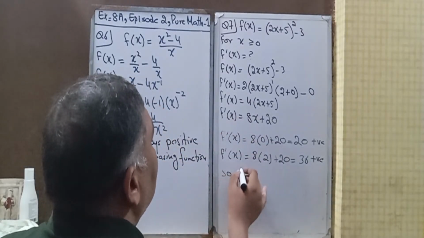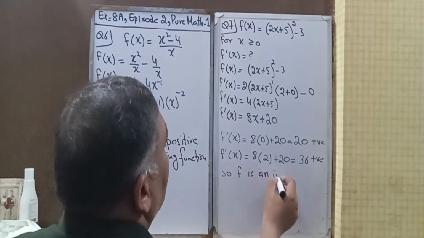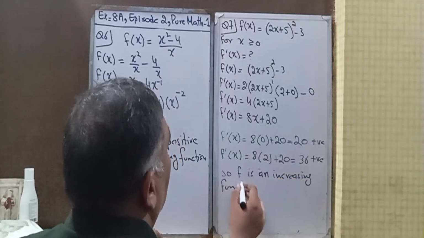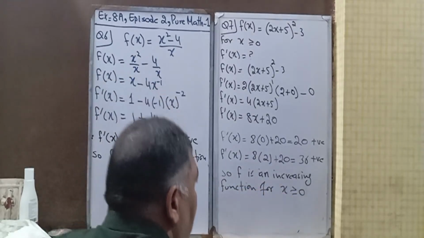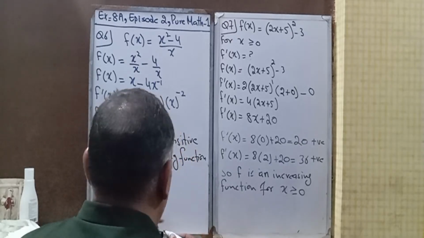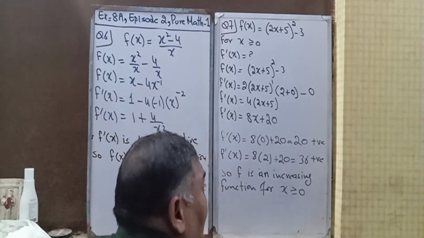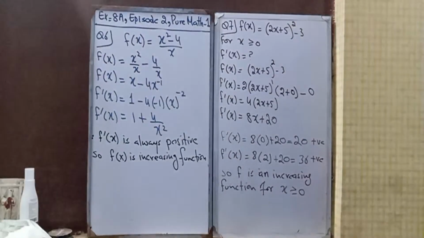So that means f is an increasing function for x greater than or equal to 0. When you put the values of x greater than or equal to 0, the answer of the derivative is always positive. So that means f of x is increasing. So this is what you have to write there.